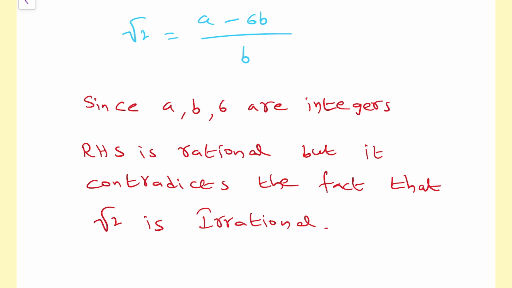Just try to observe the previous sentence and this sentence. In the previous sentence, I wrote that since a, b are integers, RHS is rational, but LHS is irrational. But in this one, I am writing a different sentence: since a, b are integers, RHS is rational, but it contradicts the fact that root 2 is irrational. So this contradiction has arisen due to our wrong assumption. The previous sentence and this sentence are both the same and both are 200% correct. So don't get confused.